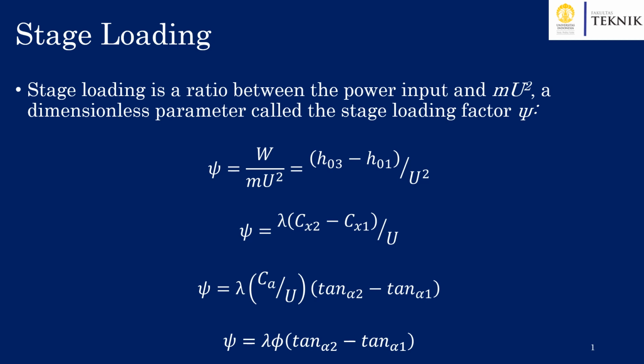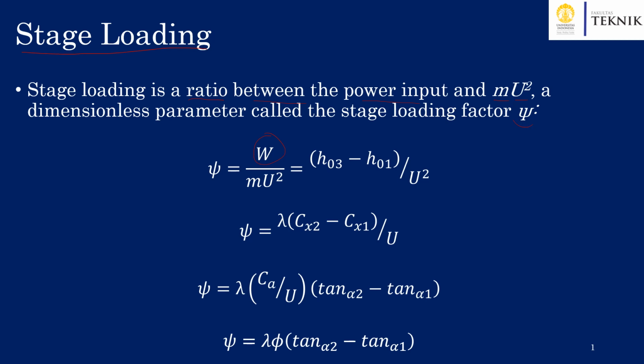Another parameter that affects the work of an axial compressor is stage loading. We can translate stage loading as a ratio between the power input, or W, to the mass flow rate multiplied with the square of the blade speed, or U to the power of 2. This is a dimensionless parameter, and it has the symbol psi.